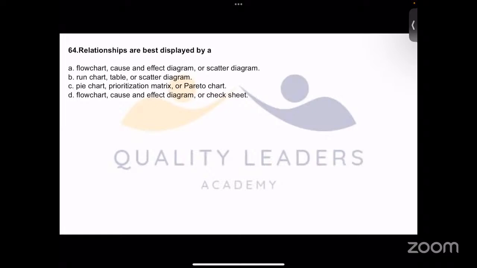Flow chart. So this is relationship. Okay, cause and effect. Cause and effect relationship. Scatter shows the strength of relationship. Okay, so the answer here is letter A. So this is flowchart, cause and effect diagram, or the scatter diagram. Okay, this is the best display for relationship data.